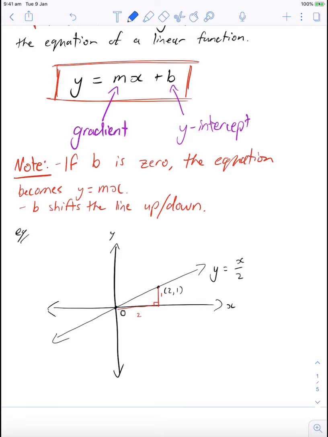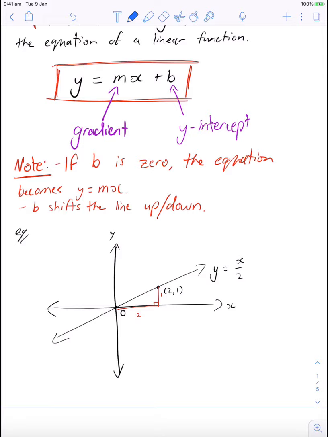Now if you think about it, in this example right here, I've drawn the line y equals x on 2. Now hopefully you guys can see that that's got a gradient of a half. It goes across 2 and it goes up 1, so a rise over run is a half. Also, the y-intercept is 0. When x is 0, you can see that it passes through 0.